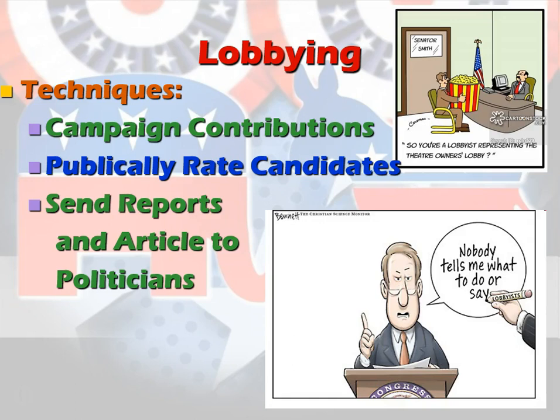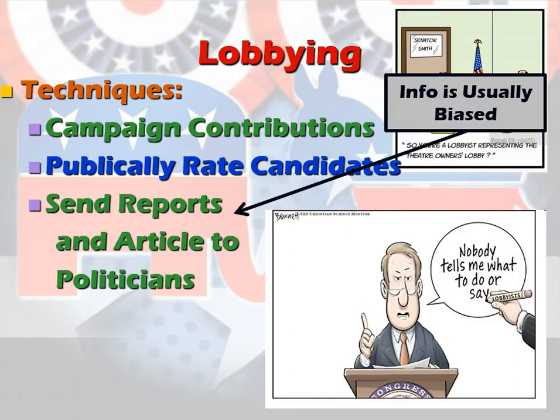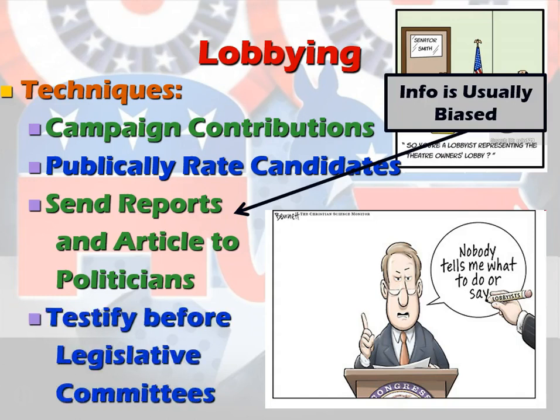And then, of course, there's the research that we talked about, sending articles and reports and a lot of information to politicians, doing the research for members of Congress. This is a huge, huge, huge part of what lobbyists do. And again, usually that information is not going to be non-biased. It's going to focus on whatever position they are trying to represent.